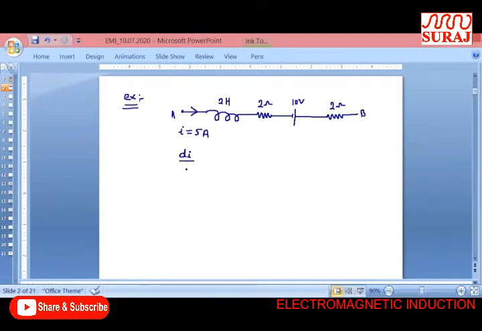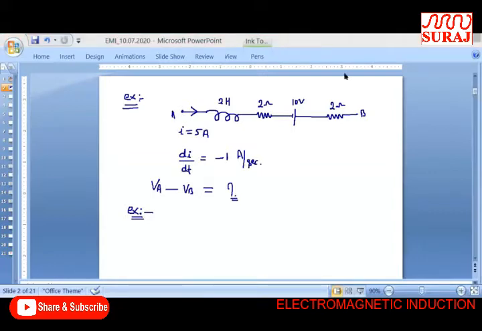One more thing is given: the current is varying with respect to time. They have given di/dt, which is equal to -1 ampere per second. What you need to find is the potential difference between A and B. It is a simple circuit like those we have solved in current electricity as well as in capacitors. So let's see how to solve this circuit.